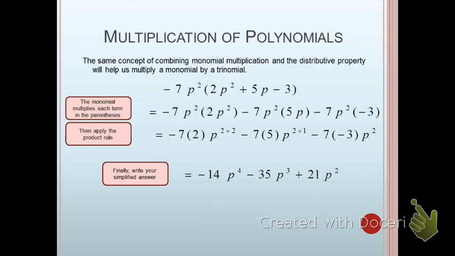In this example, a monomial is being multiplied by a trinomial. So once again, we're going to use the distributive property. -7p squared times 2p squared is -14p to the fourth. -7p squared times +5p is -35p to the third. And -7p squared times -3 is +21p squared.